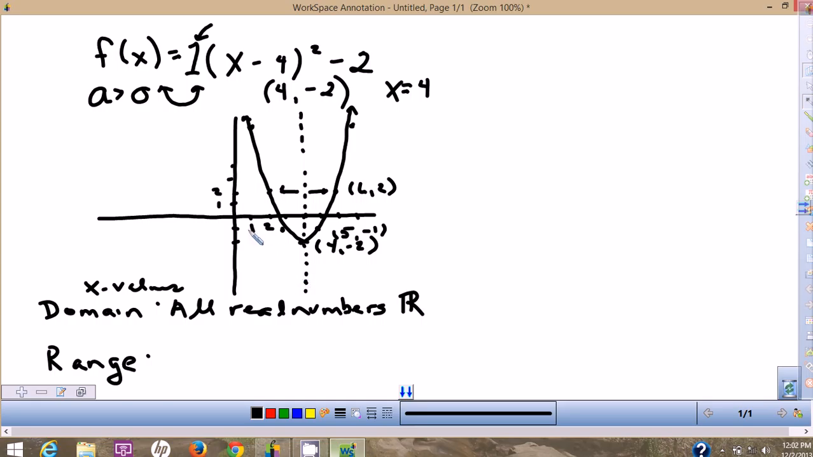Notice I can get a y value of 0. In fact, I can get 2 of them. I can get a y value of 2.